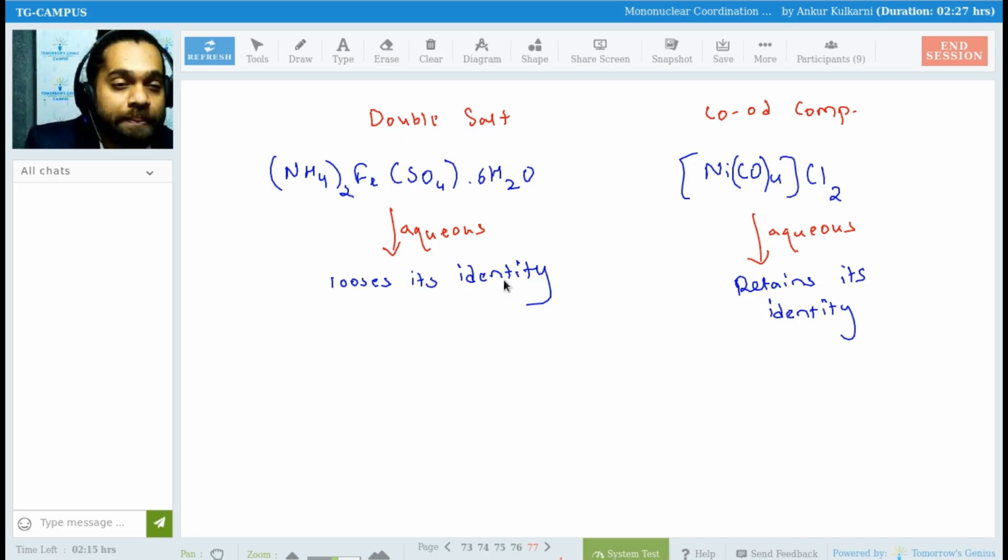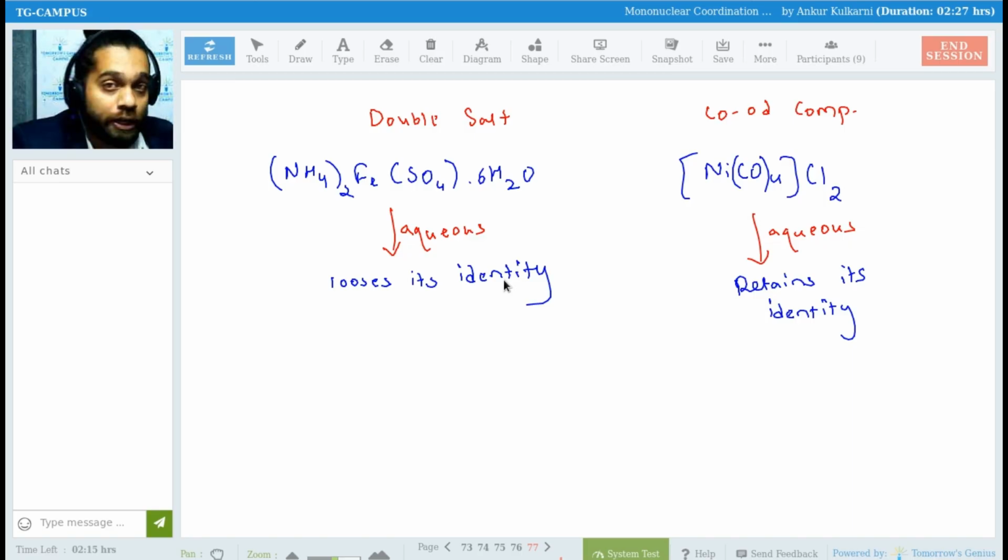Okay. Now look over here. What is the meaning of this 'loses its identity'? For example, if I put NaCl, a whole NaCl cube, into water, what do I get? I get the ions, that is Na plus and Cl minus. That means NaCl has lost its identity.